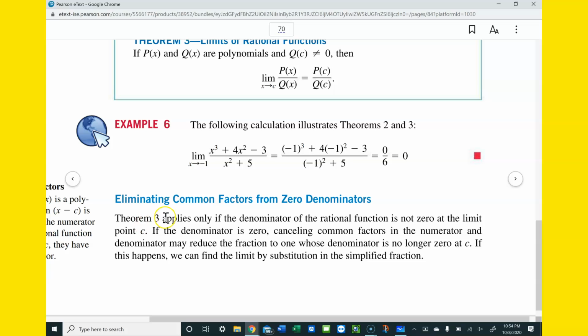All right, notice Theorem 3 applies only if the denominator of the rational function is not 0 at the limit point c. If the denominator is 0, then we're going to try canceling common factors in the numerator and denominator, which may reduce the fraction to one whose denominator is no longer 0 at c. If this happens, we can find the limit by substitution into the simplified function.